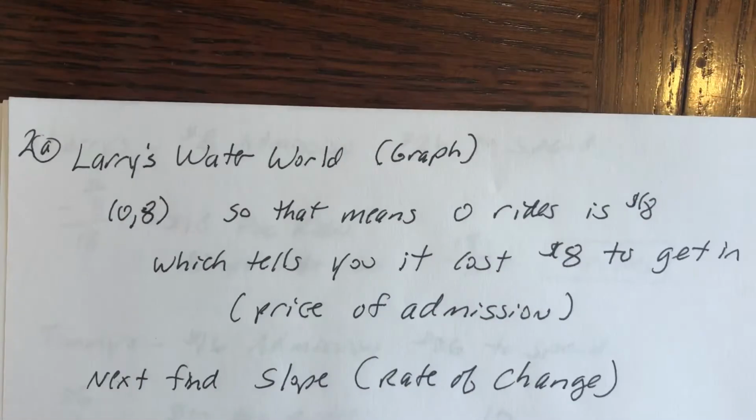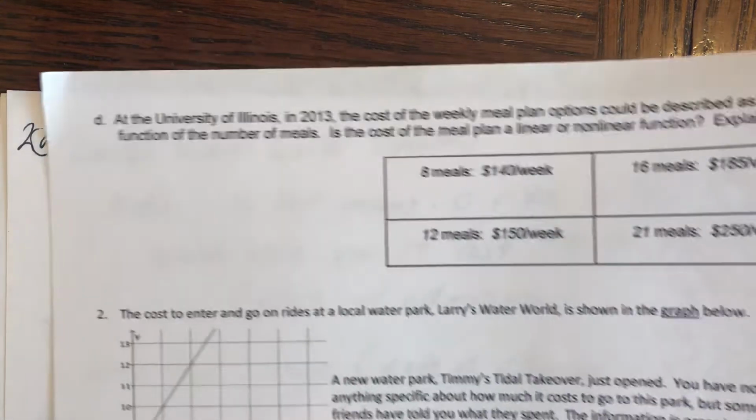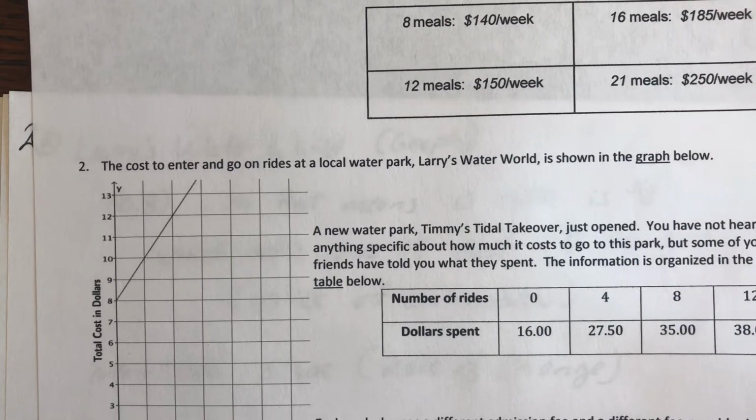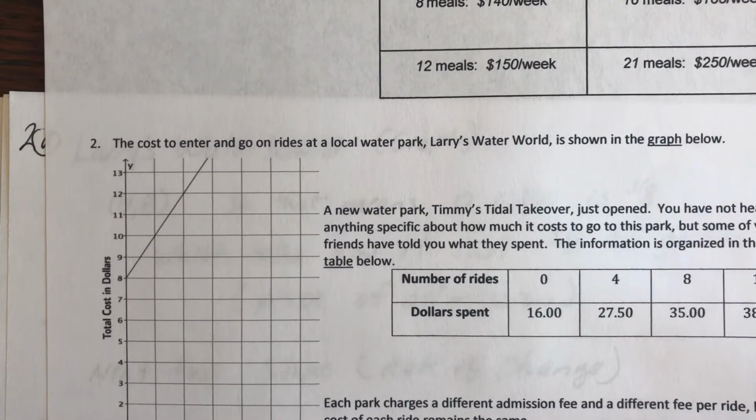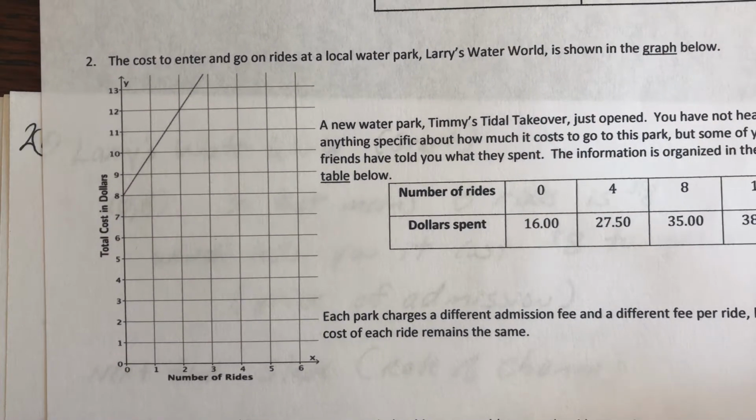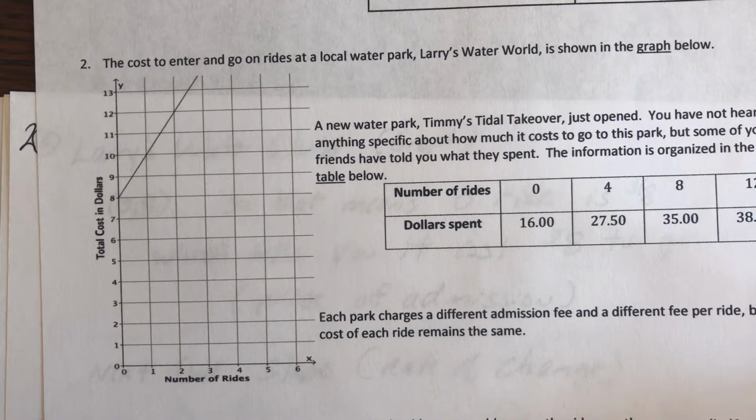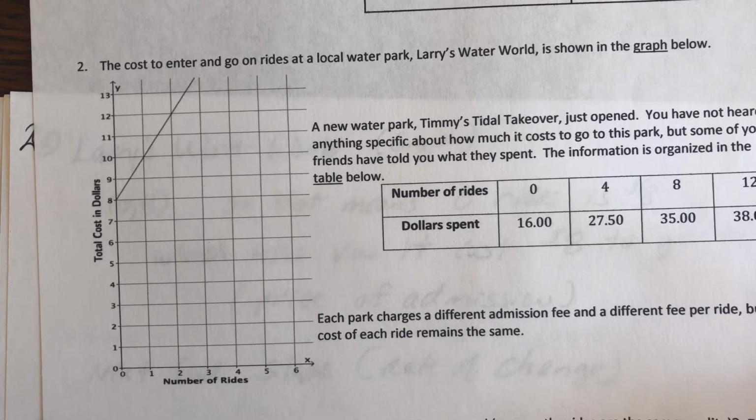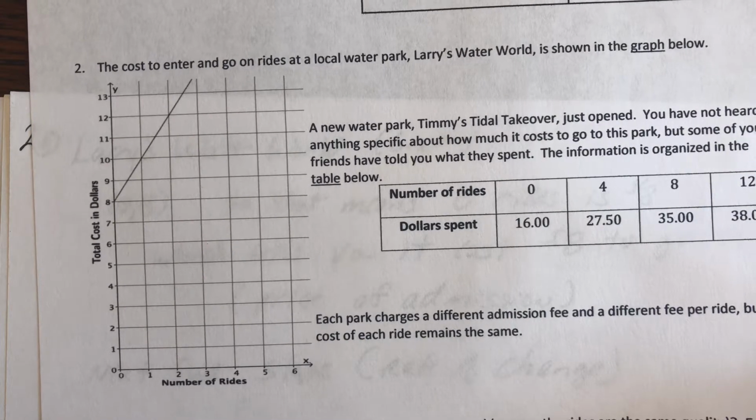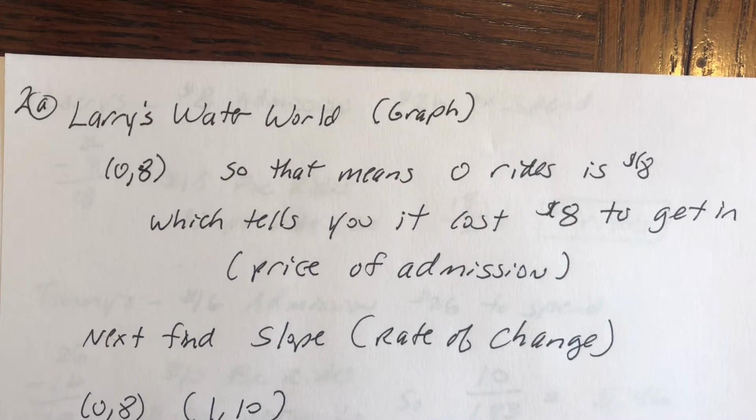All right, so for Larry's Water World, remember that's the graph. When I look at the graph, I see there's a point right on the y-axis at 8. The y-axis represents the total cost in dollars. The x-axis represents the number of rides. So when you see that graph starting at 8, that means the ordered pair (0, 8) is the first point on the graph. So 0 rides is still $8. What that means is that it costs an $8 admission fee to get into Larry's Water World. And I share that with you right here, written down.